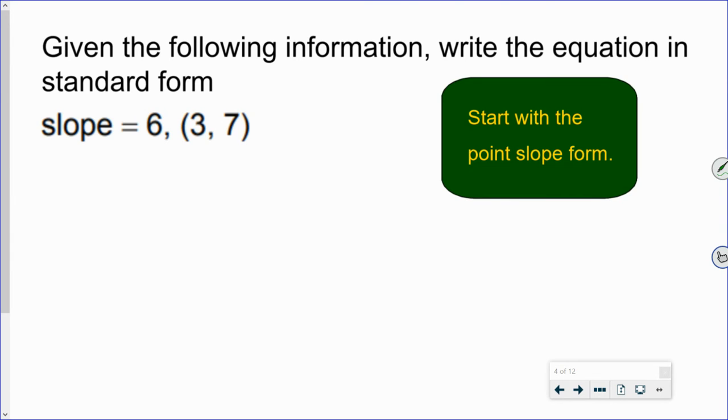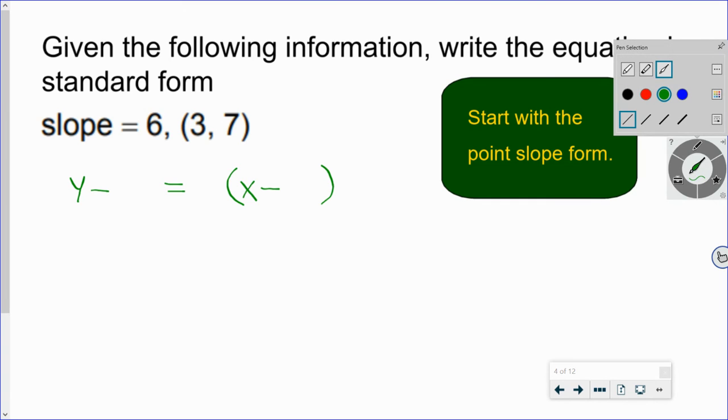I have a slope and I have a point. That is point-slope form. So I'm going to start with the point-slope form of the equation. That's my starting point. And then, using that, I'm going to convert it to standard form. So remember, with point-slope form, it's y minus equals x minus. I'll take the two pieces I've been given, the slope and the point, and plug them in. So my slope is 6, my y is 7, and my x is 3.